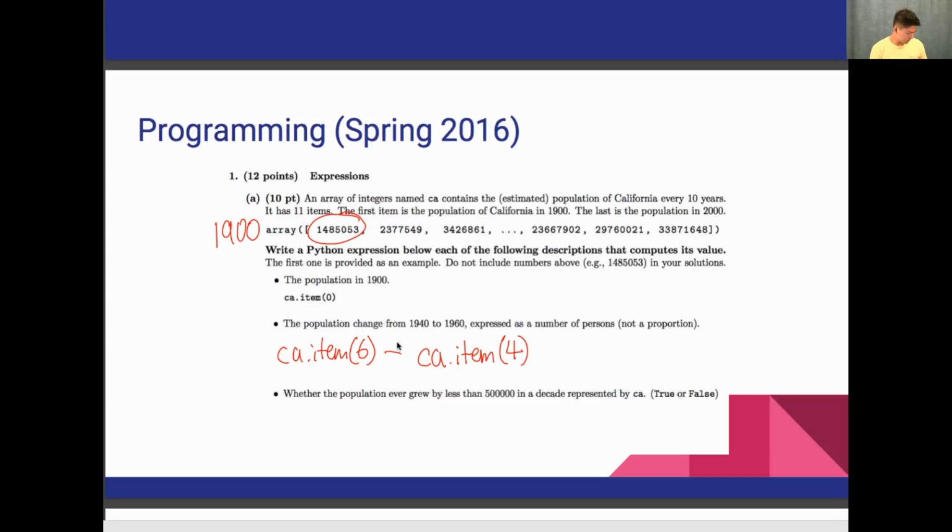All right, next question. The next question asks whether the population ever grew by less than 500,000 in a decade represented by CA, and in parentheses, this is true or false. So this question is a little bit more tricky because it asks for a more complex answer than the first one. It wants to know whether or not the population ever grew by less than 500,000 in a decade. So the first step is to get the differences between each decade. So in this case, we would need the differences between this element and this element, this element and this element, and so on and so forth.